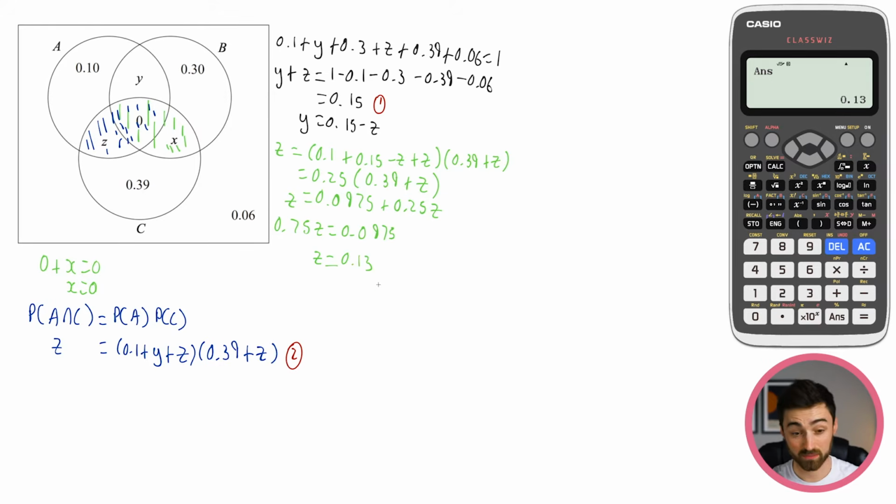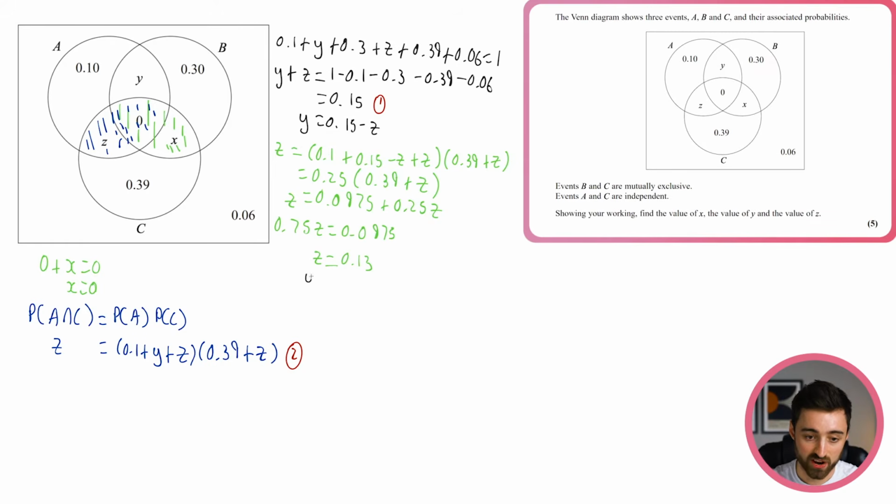That sounds reasonable. So now all I need to do is get y, which I can sub straight back in as 0.15 minus 0.13, which is going to be 0.02. So my answers are going to be 1, 2, 3. And I believe that should do us for question 2.